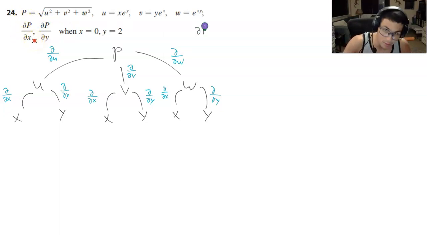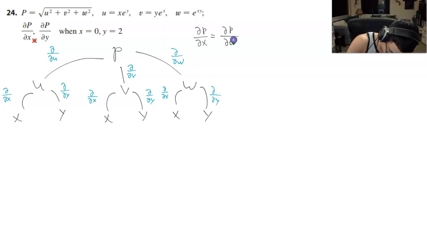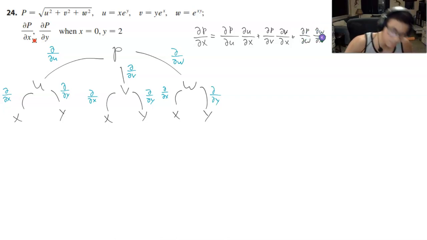So dp/dx. Okay, well, what is that? That's going to be dp/du times du/dx, plus dp/dv times dv/dx, plus dp/dw times dw/dx.